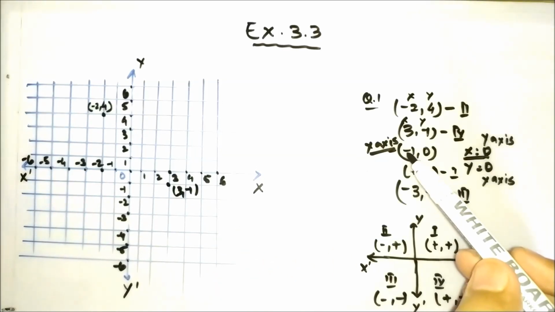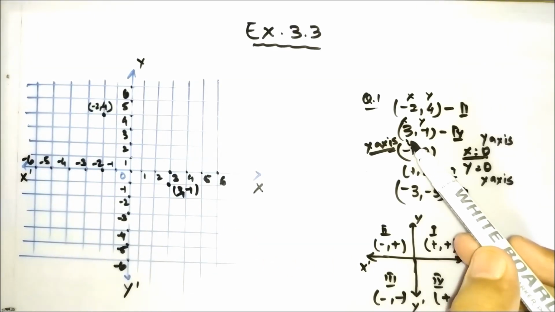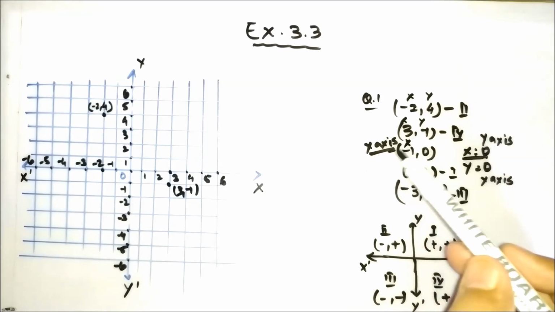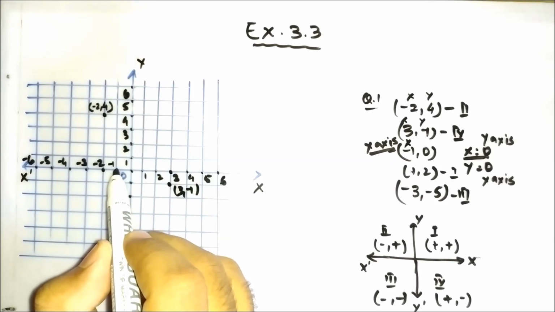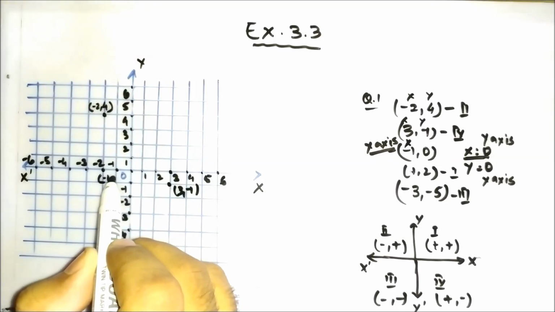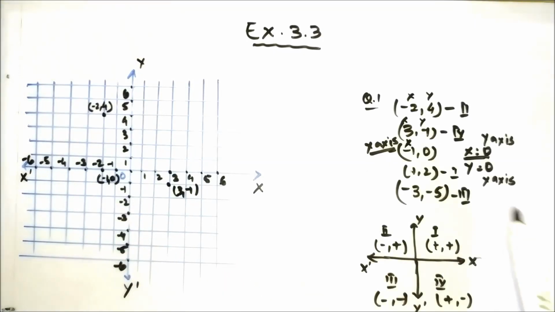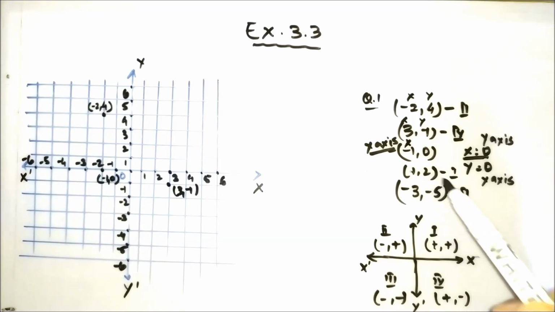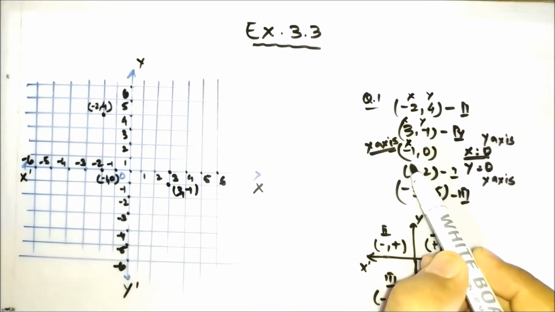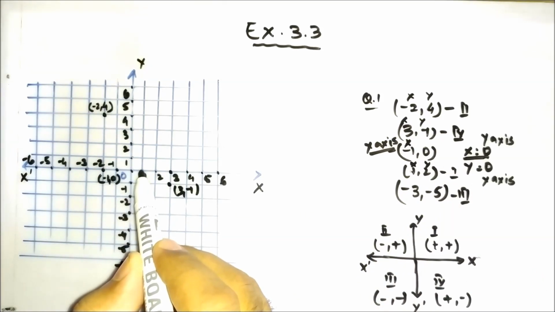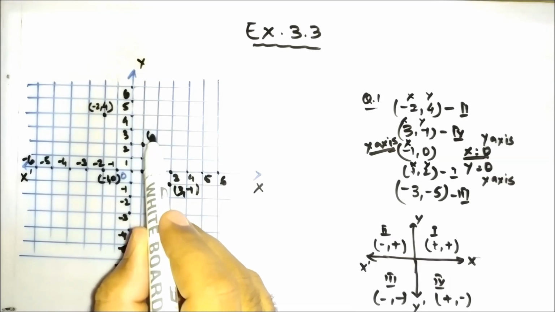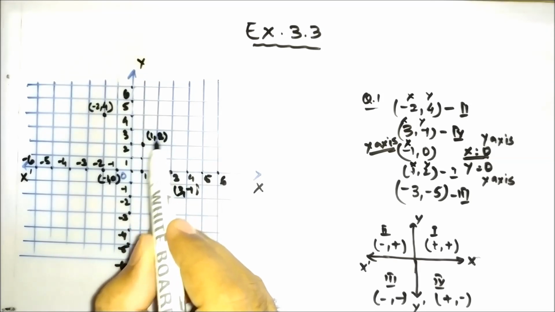Okay. Next is (-1, 0). x is -1, and we know that this lies on the x-axis only, at -1. So this coordinate will be (-1, 0). Next is (1, 2). That means positive x and positive y. So positive x 1 unit: from 0 here we move to 1, and 2 above. So this point is (1, 2).